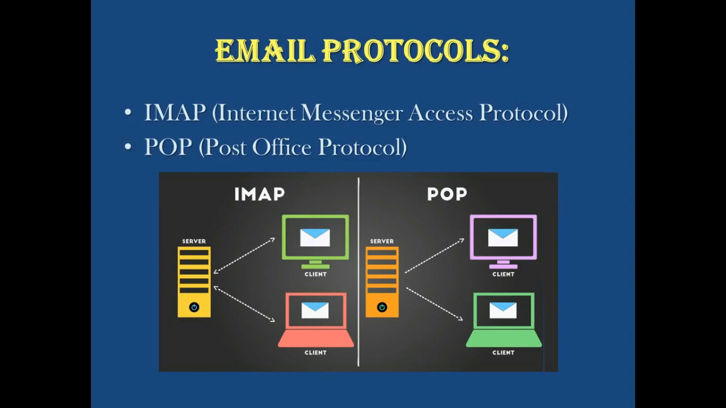So in IMAP, you can say there is a server and there are two clients. These two clients can access the server, and from the server the messages are sent and also received. But in POP, the server can send only the mail, meaning the client can read the mail but cannot send the mail back to the server.